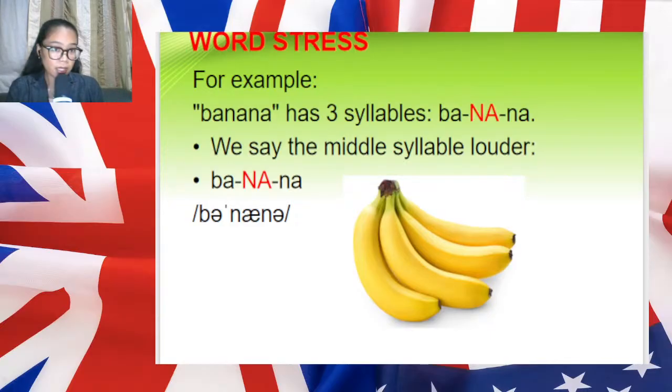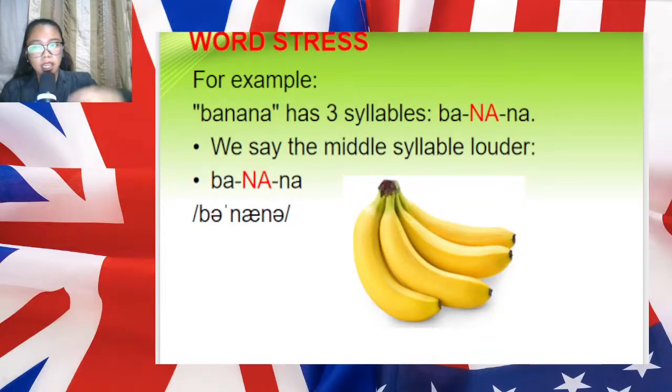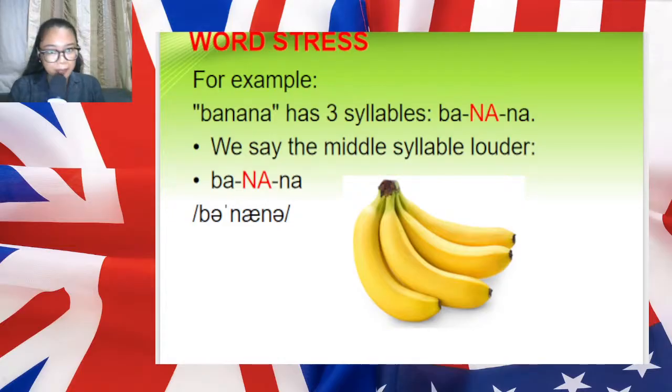So as much as possible, we start with something that we are very familiar with, so that we can build on that familiarity and talk about more complex matters later on. Okay? All right. So going back to banana. This is how we pronounce it with proper word stress. Banana. So we stress the middle part.